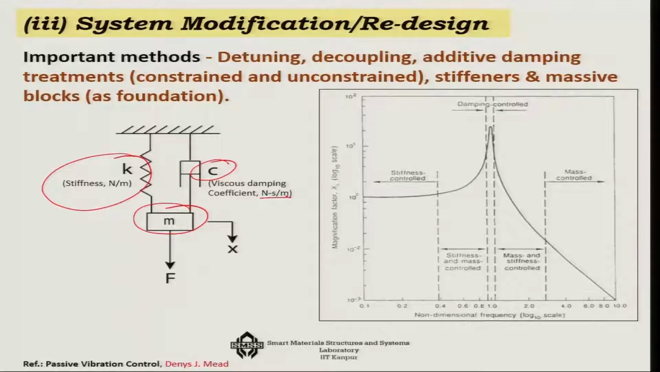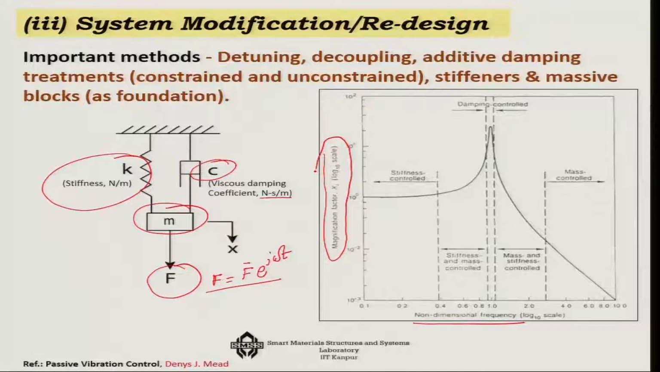If you look at the response of this system when it is subjected to a harmonic force F, something like F bar e raised to the power j omega t, so that is a harmonic excitation you are giving to this single degree of freedom system, and you plot the non-dimensional frequency versus the magnification factor, which is the ratio of amplitude of the system, what you will find is that up to about 0.4.